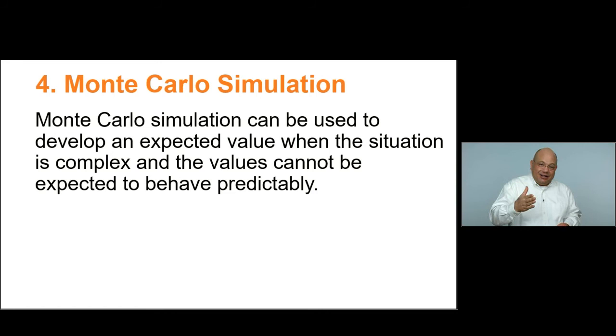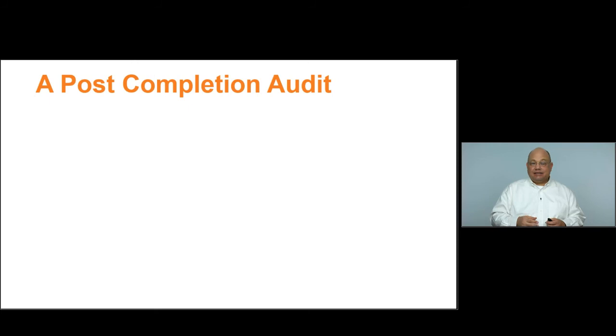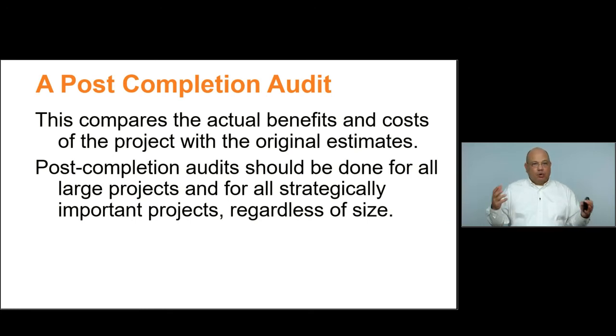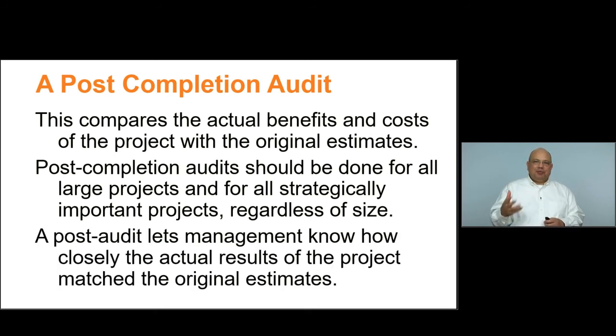And then time passes. And all of those estimates, all of those expectations, simulations that we ran suddenly have actual data with them. And so another final step in this whole capital budgeting process is what is called a post-completion audit, where we compare the actual benefits and costs of the project with the original estimates. We should do this for all large projects, all important projects, no matter how big it is, if it's a strategic project. Do it for some smaller ones, just get a sample of that. But what this does is it helps management know how well we did.